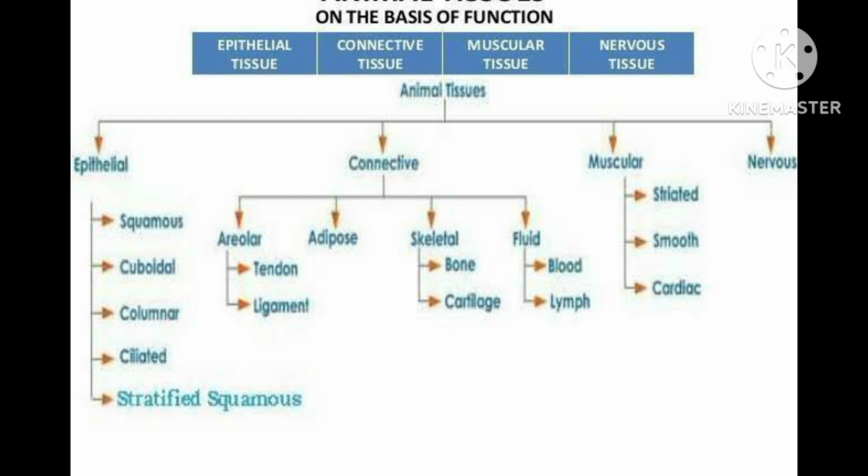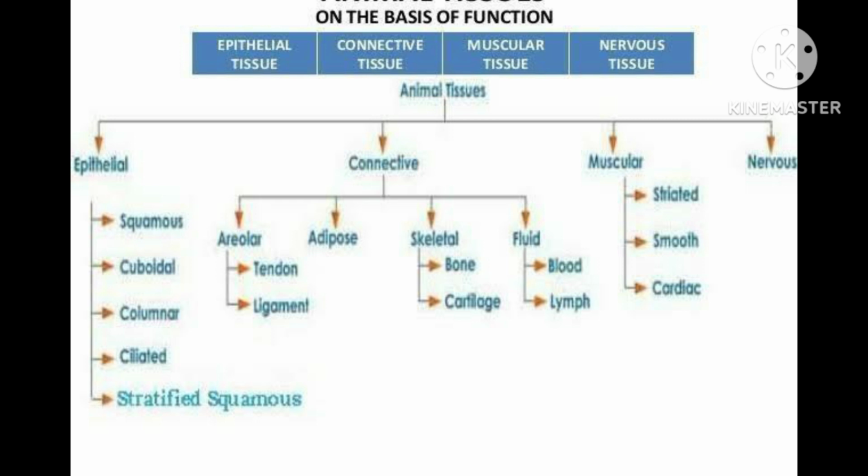This is the flow chart for animal tissue. We see in this flow chart that animal tissue is divided into four tissues: epithelial tissue, connective tissue, muscular tissue and nervous tissue. Epithelial tissue is subdivided into squamous epithelium, cuboidal epithelium, columnar epithelium, ciliated epithelium and stratified squamous epithelium.